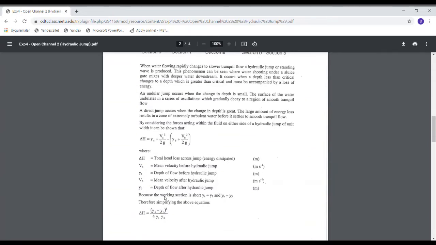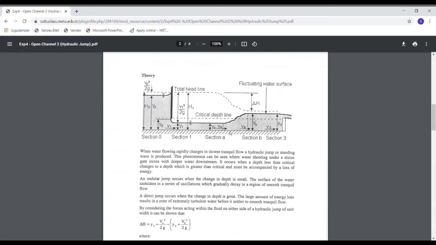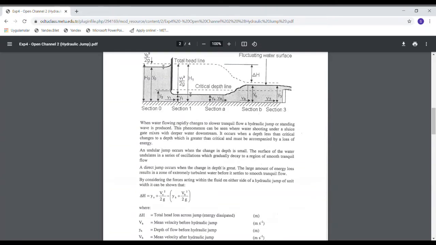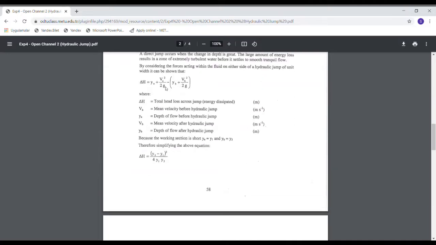In this experiment, since our working section is relatively short, we will assume YA will be equal to Y1 and YB will be equal to Y3. You can see them here, Y1 is here and Y3 is here. And our delta H will turn into, when we replace YA with Y1 and YB with Y3, delta H will become (Y3 minus Y1) to the power 3 over 4 Y1 Y3.